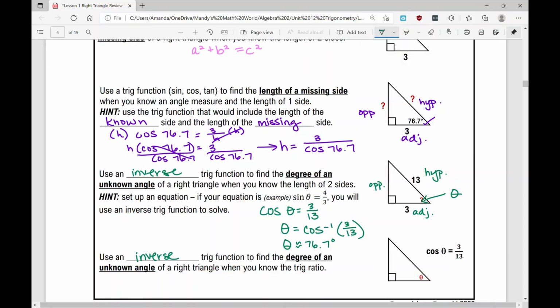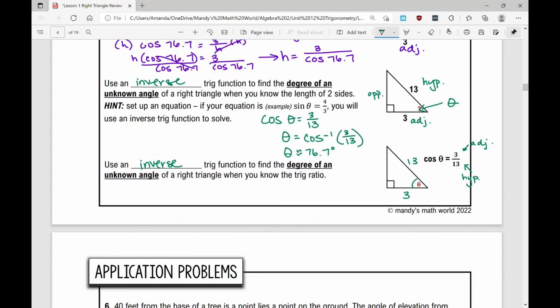Let's move on. You're also going to use an inverse trig function to find the degree of an unknown angle of a right triangle when you know the trig ratio. So basically, this is the same thing as what we've just looked at, but the trig ratio, the cosine of theta, which is this angle measure right here, is the ratio of the adjacent side to the hypotenuse. So one of the big things with right triangles is make sure you label your sides correctly. The length of the adjacent side is 3 and the hypotenuse is 13. And now it looks like what we just did right above that.